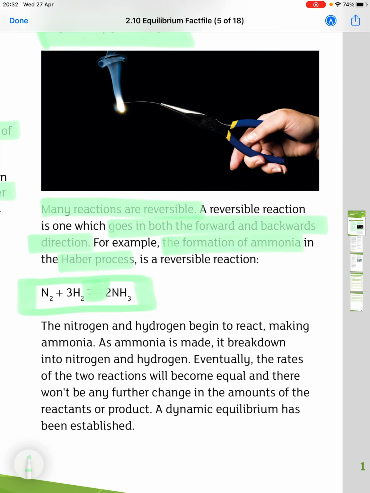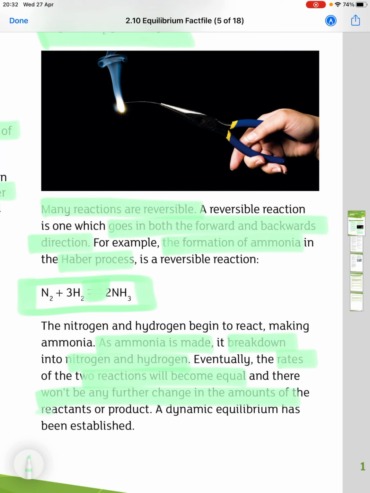So the nitrogen and hydrogen begin to react, making ammonia. And as the ammonia is made, it breaks down into nitrogen and hydrogen. And eventually, the rates of the two reactions will become equal, and there won't be any further change in the amounts of the reactant or product. And this then we call a dynamic equilibrium. And we say dynamic equilibrium has been established.